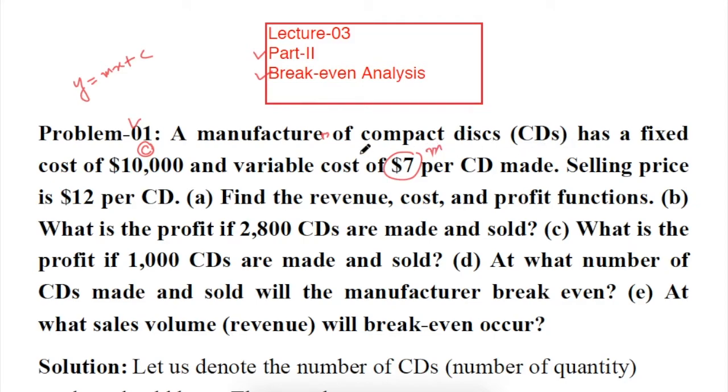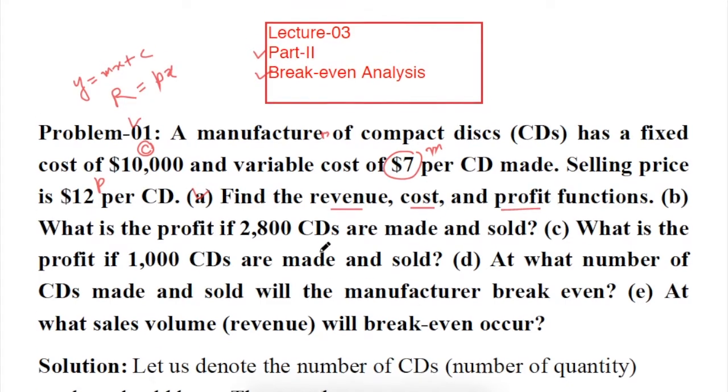and the selling price per CD is this. This is small p. In the revenue function, we know revenue R equals small px. So this small p is the selling price per unit. Now find the revenue function, cost function, and profit function.